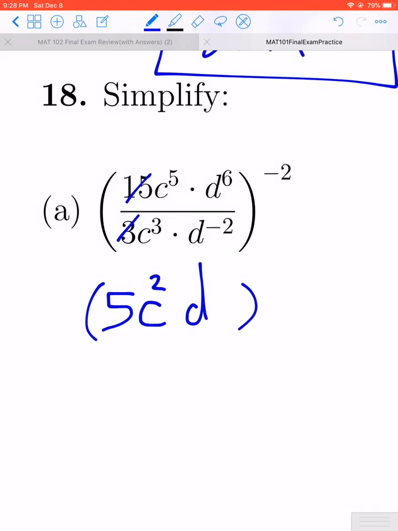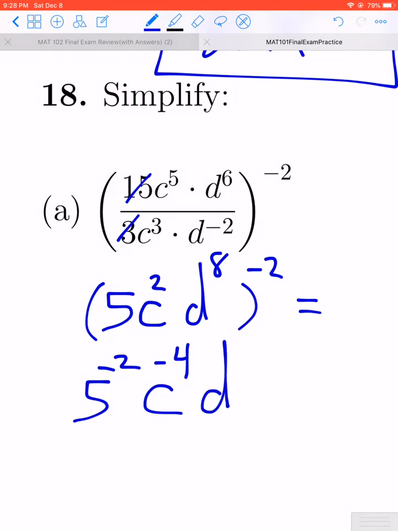Here I have d to the 6th divided by d to the negative second. That would be d to the 6 minus a negative 2, which would be 6 plus 2, which would be 8. Whole thing raised to the negative second. I now need to raise this product to the negative second power, which means I need to raise each term to the negative second. So I'm going to have 5 to the negative second. C to the second raised to the negative second. That's a power to a power, so I'm going to multiply those. That should be c to the negative 4th. And similarly, d to the 8th raised to the negative second should be d to the negative 16th.